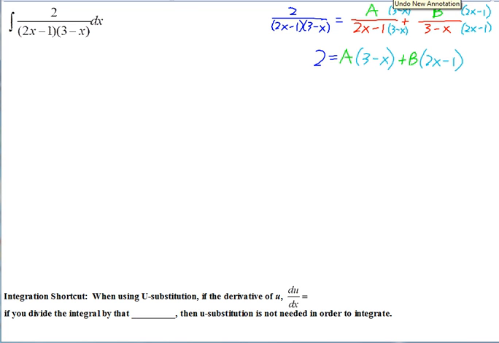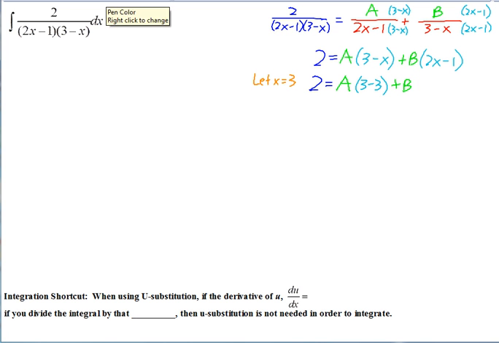So, to make this easier to solve, we're going to have x equal, to eliminate the a's, you want x to equal 3. Notice this time it's just a 2 on the left side, so that just stays 2 equals a, and if we substitute in 3 for x, that would be 3 minus 3 plus b times 2 times 3 minus 1. So we get 2 equals, that wipes out the a's, so you get 5b.